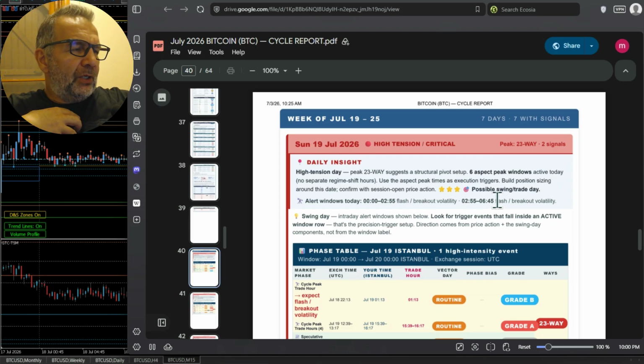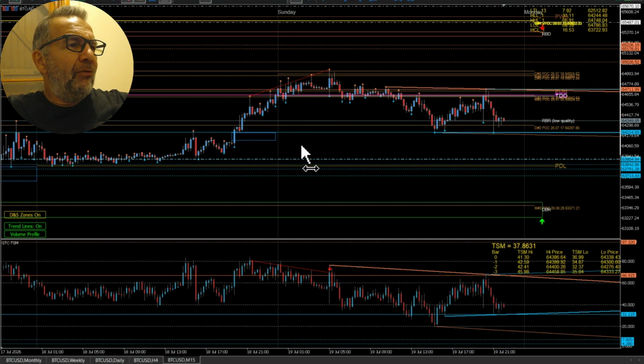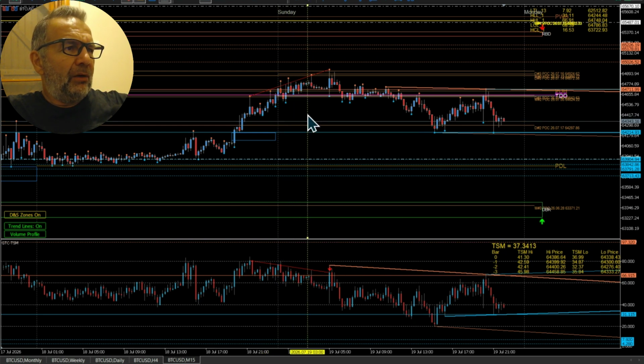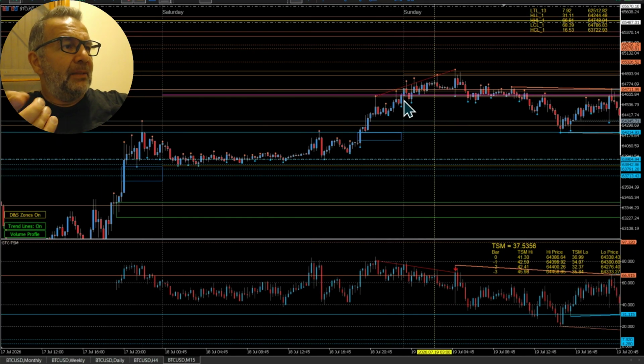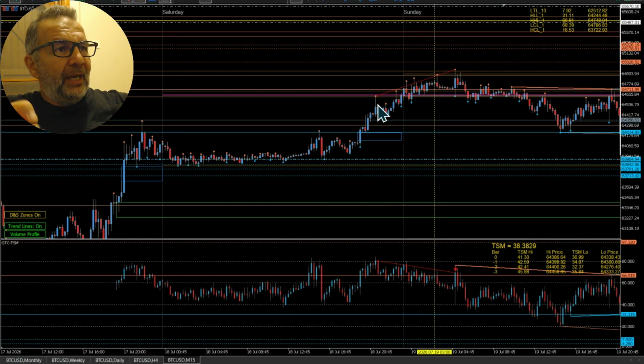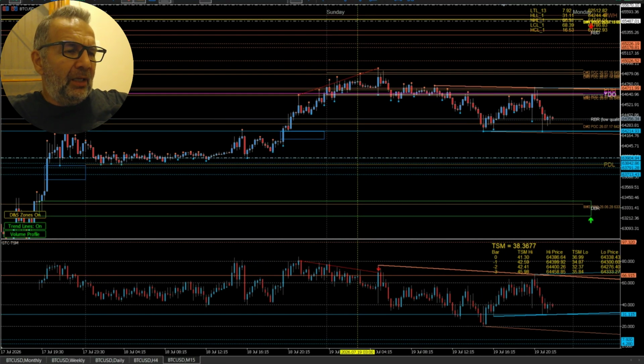Those were the hours. They're already gone. This window of opportunity is already gone. Breakout volatility, but let's see what happened from midnight to 2:55. Breakout volatility, midnight to 2:55. This is your midnight to 2:55 there. That's your 3 o'clock pretty much there. Market is breaking out. Why? Because it's making a higher high than what it did on the Saturday. All right. Do I have any other thing here?